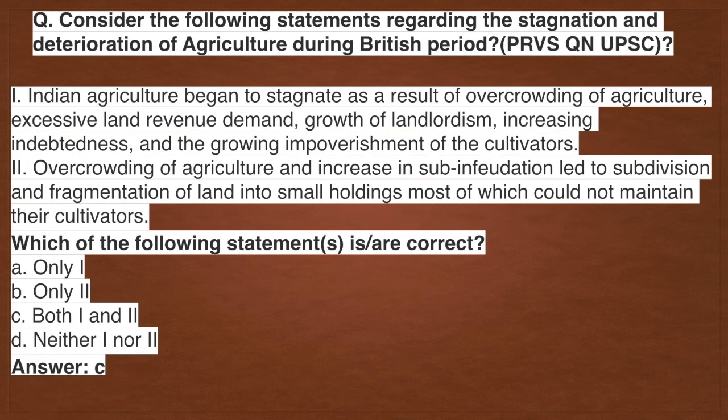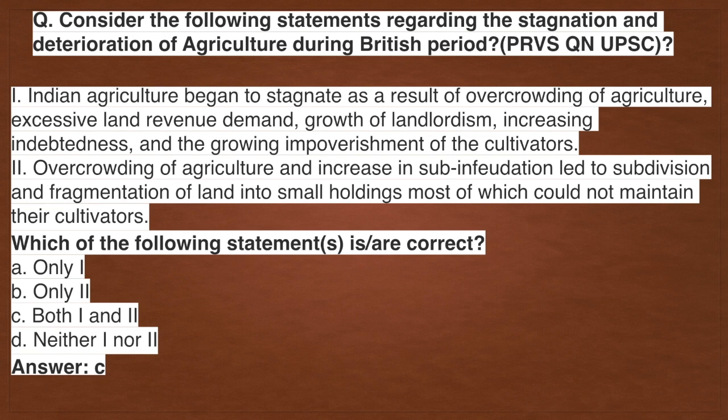Consider the following statements regarding the stagnation and deterioration of agriculture during the British period. Statement 1: Indian agriculture began to stagnate as a result of overcrowding of agriculture, excessive land revenue demand, growth of landlordism, increasing indebtedness, and growing impoverishment of cultivators. Statement 2: overcrowding of agriculture and increase in sub-infeudation led to subdivision and fragmentation of land into small holdings, most of which could not maintain their cultivators. Which of the following statements are correct? A, only 1. B, only 2. C, both 1 and 2. D, neither 1 nor 2.